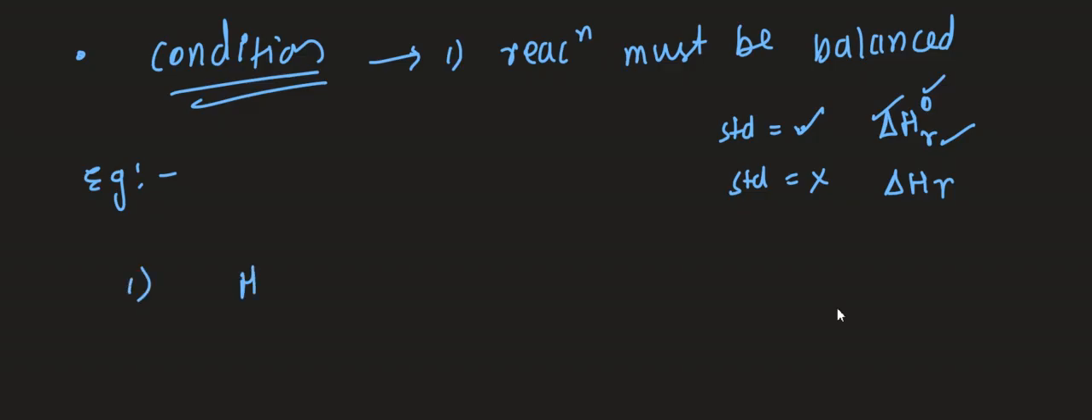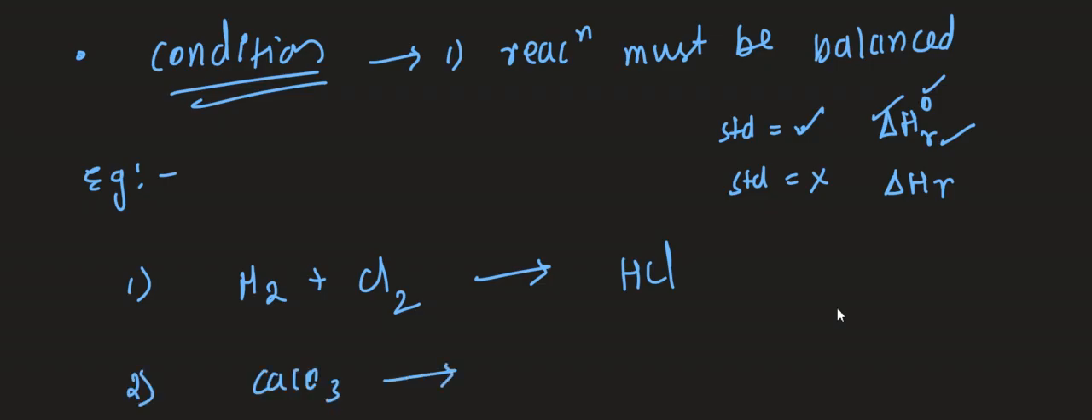Okay, first example. In the first example, what will I do? I will write H2 plus Cl2 gives rise to HCl. In the second equation, what will I do? I will take it as what? CaCO3 gives rise to CaO plus CO2.